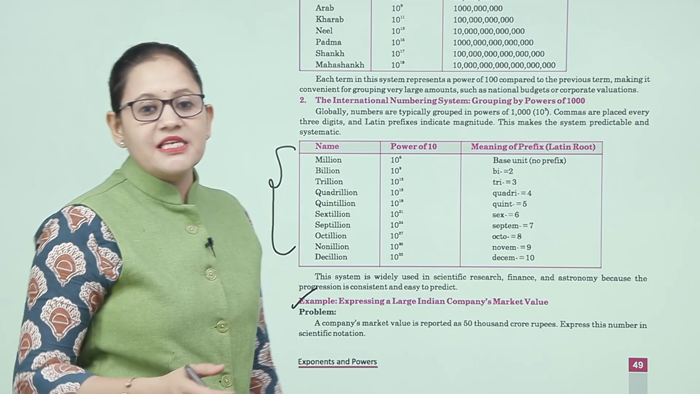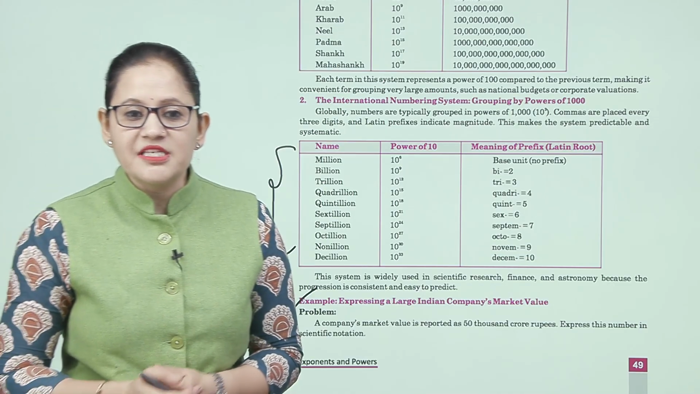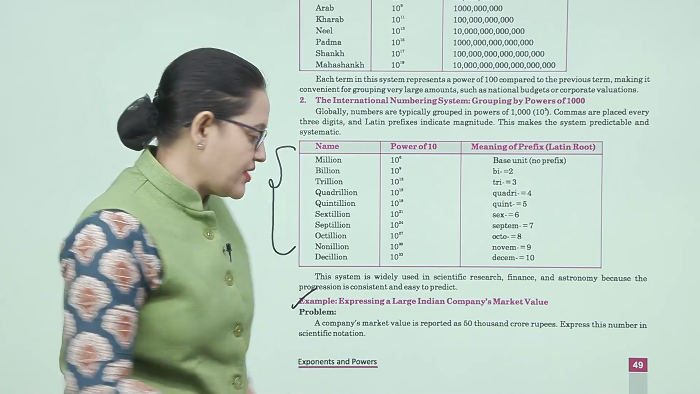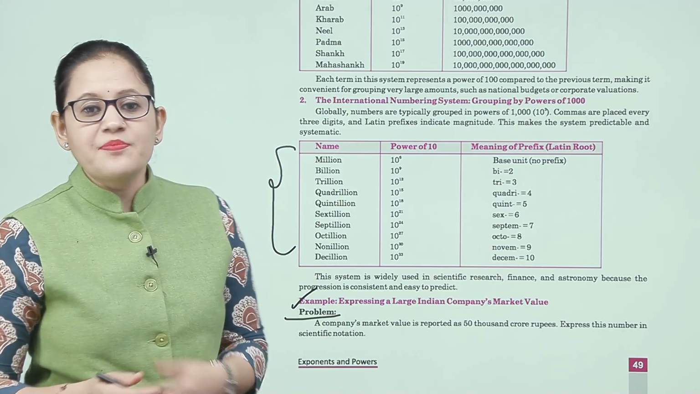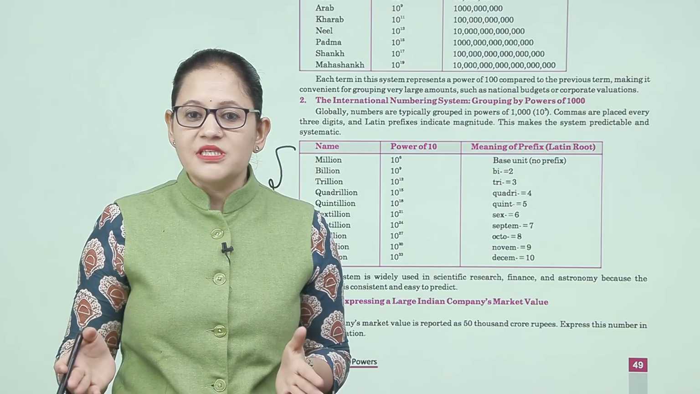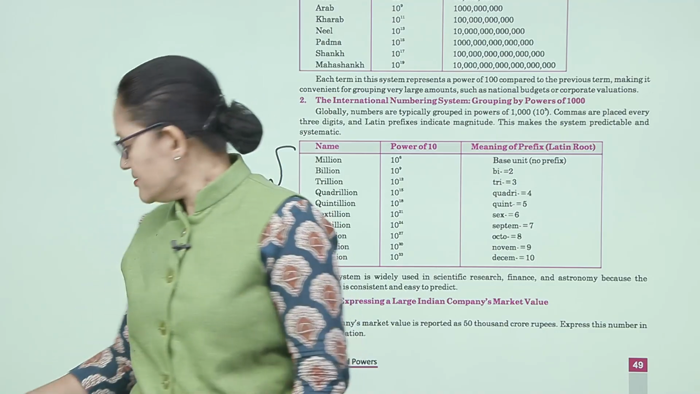Example, expressing a large Indian company's market value. First we will take the problem. A company's market value is reported as 50,000 crore rupees. Express the number in scientific notation.